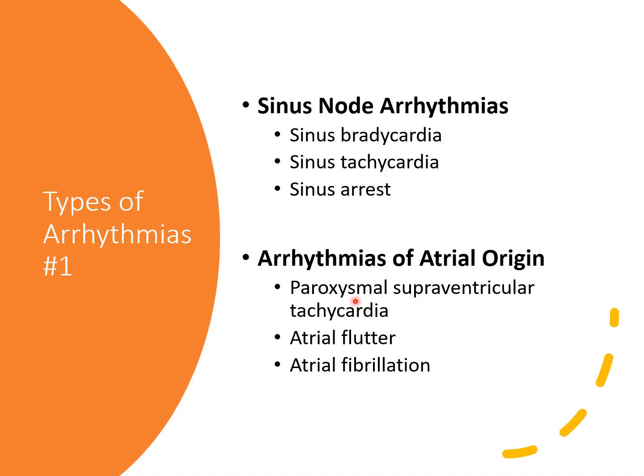And they can also be arrhythmias of atrial origin. These are things like paroxysmal supraventricular tachycardia, atrial flutter, or atrial fibrillation, where that abnormal heart rhythm is coming from someplace within the atria itself, but not from the sinus node. So these things are independent of the sinus node. There's some other ectopic pacemaker that has taken over the rhythm and is muting the sinus node itself, so it is not able to fire and run the electrical activity.